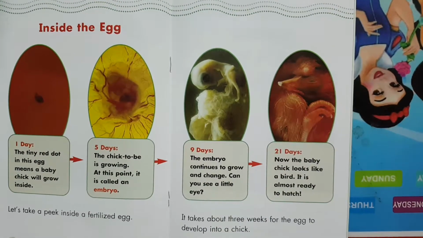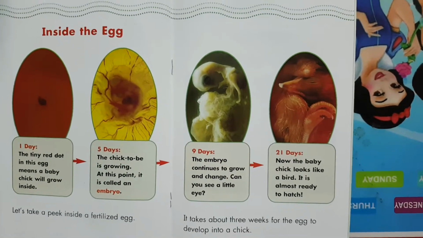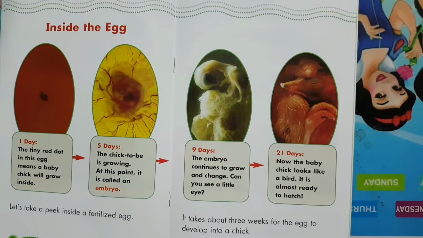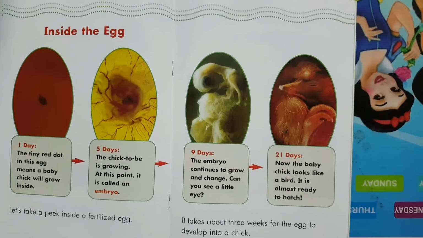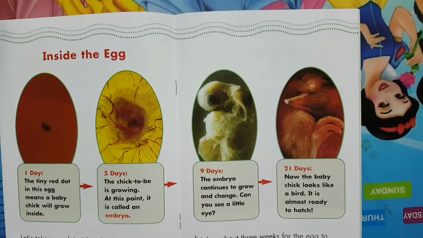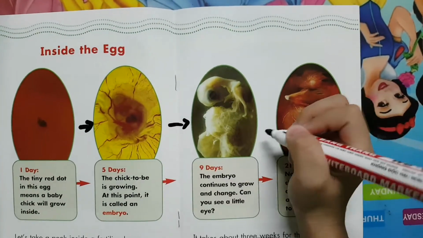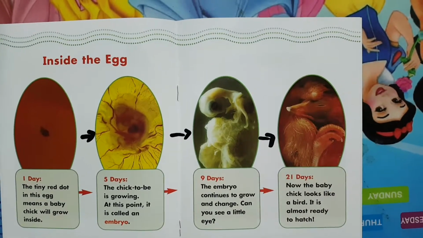Let's take a peek inside a fertile egg. It takes about 3 weeks. 3 weeks. And we can look like this, look like this, and look like this. See?